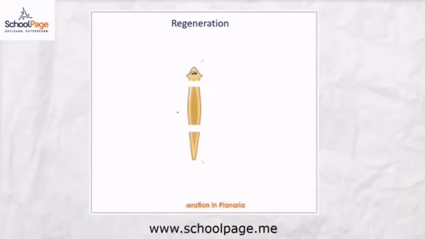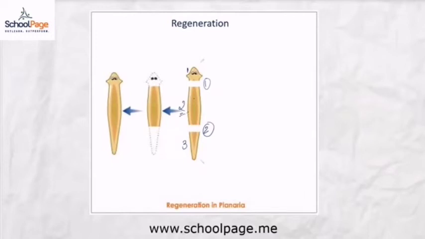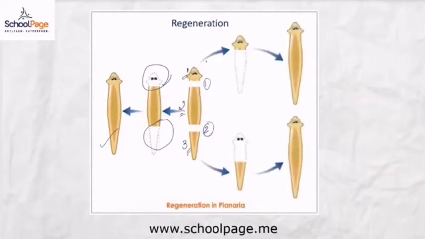If planaria splits its body into 3 parts as head, middle part and tail, then the middle part develops a head and tail and regenerates into a new planaria. Like that, the other 2 parts, that is the head and tail part, also regenerate and form 3 new planaria.